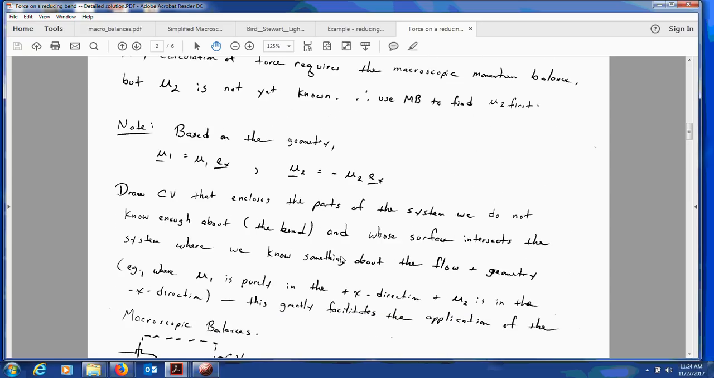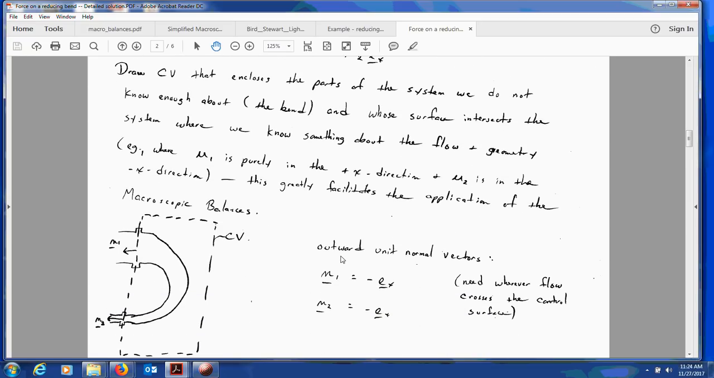So when you're drawing a control volume for the system, you want the control volume to enclose the parts of the system that we do not know much about. So in this case, we don't know the details of the geometry of the bend, we don't know the fluid flow, what's actually going on in there. So we want the control volume to enclose the parts of the system we're ignorant about, because we don't have to know those details. And we want the surface of the control volume to intersect the system where we know something about the flow.